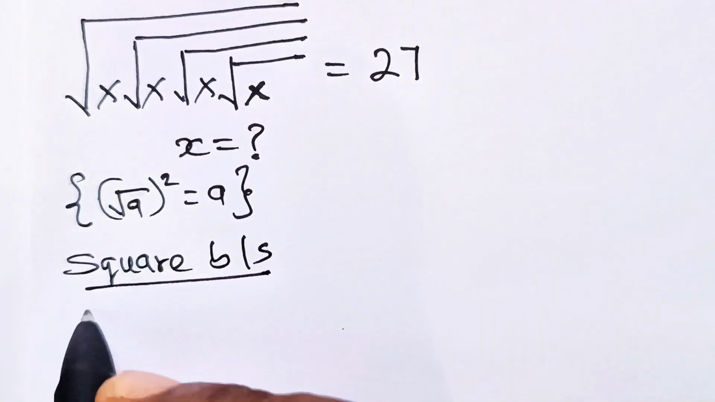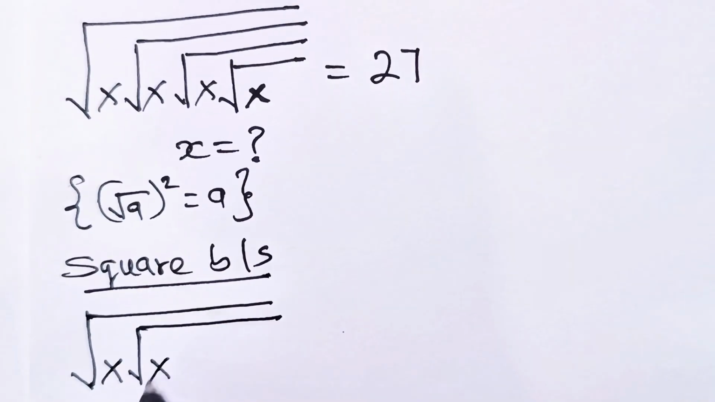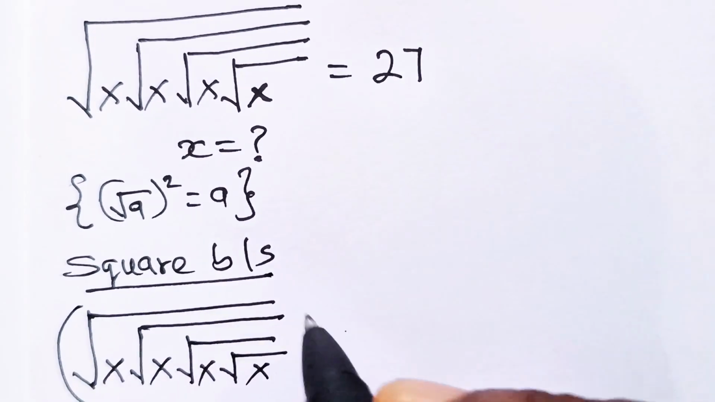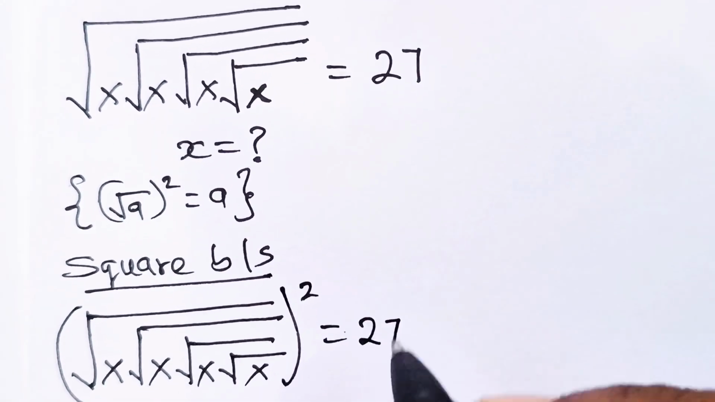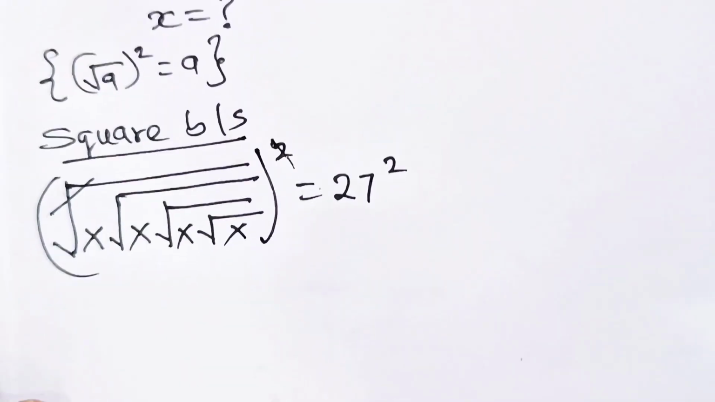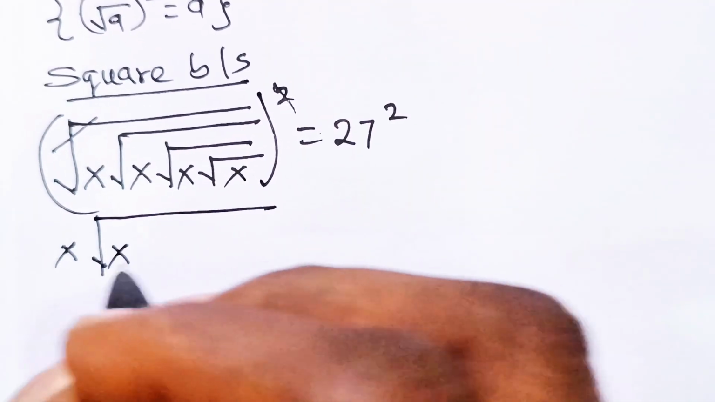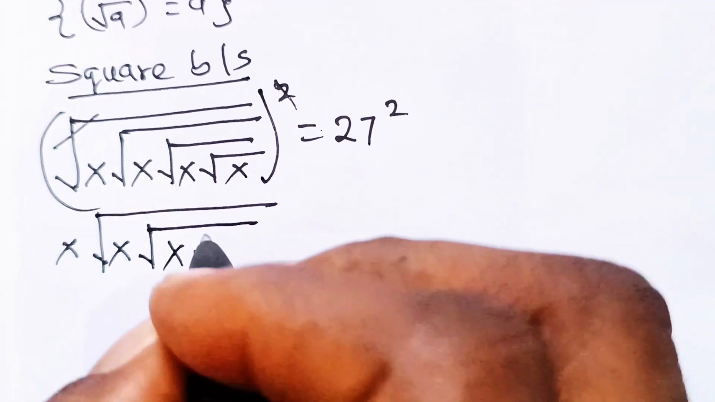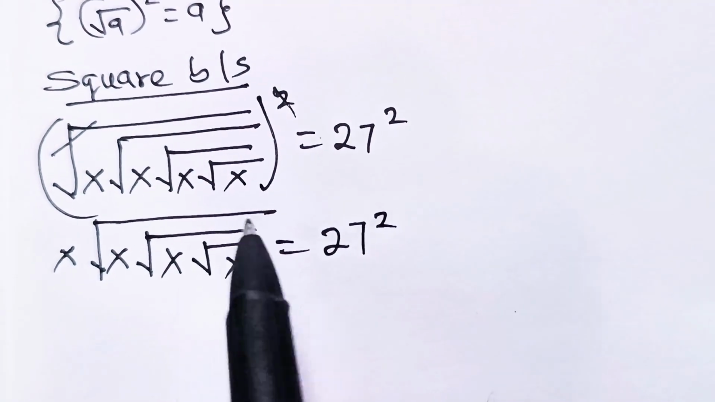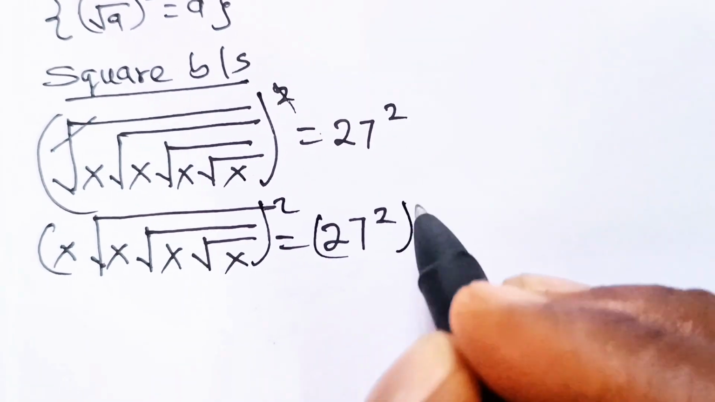So we are going to have this. Then we square, okay? Is equal to 27 squared. So we remove this, and we have x root x root x is equal to 27 squared. We still have these square roots, so we need to square again. So we square both sides again.